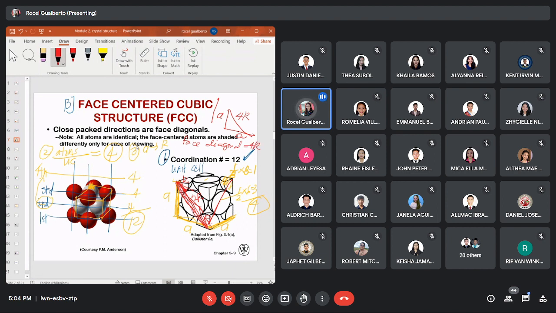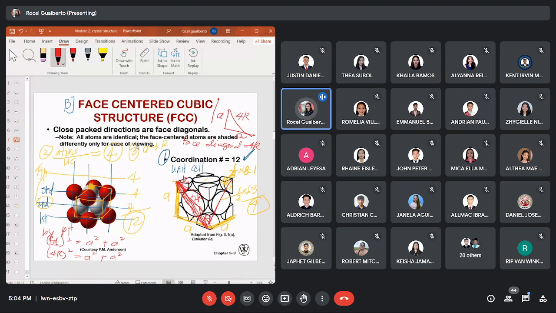Wherein the two sides of the triangle refer to A. So, ang gagawin po natin ngayon is you find the relation between A and this R. You express R in terms of A. So, if you have here a triangle, you can make use of the Pythagorean theorem. By Pythagorean theorem, the face diagonal squared is equal to A squared plus A squared. Yun po yung dalawang sides. The face diagonal is equivalent to 4R, so 4R squared is equal to A squared plus A squared.